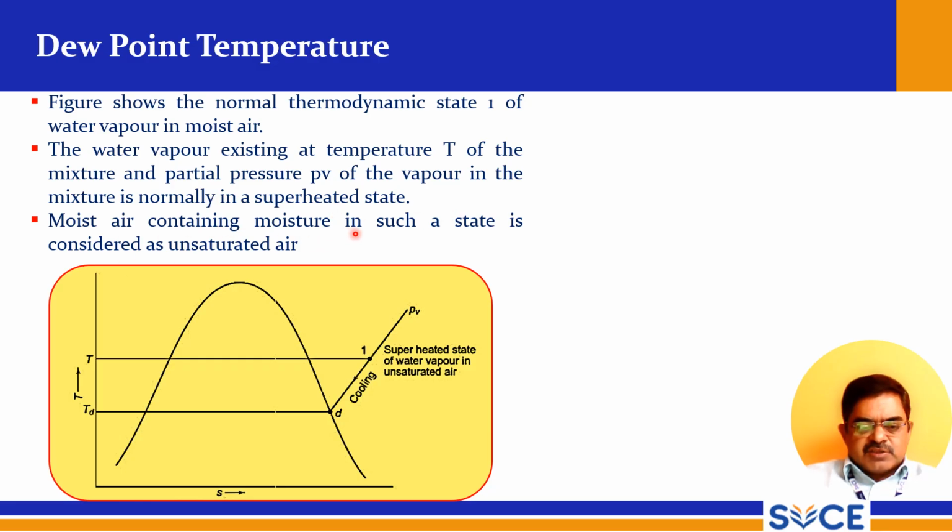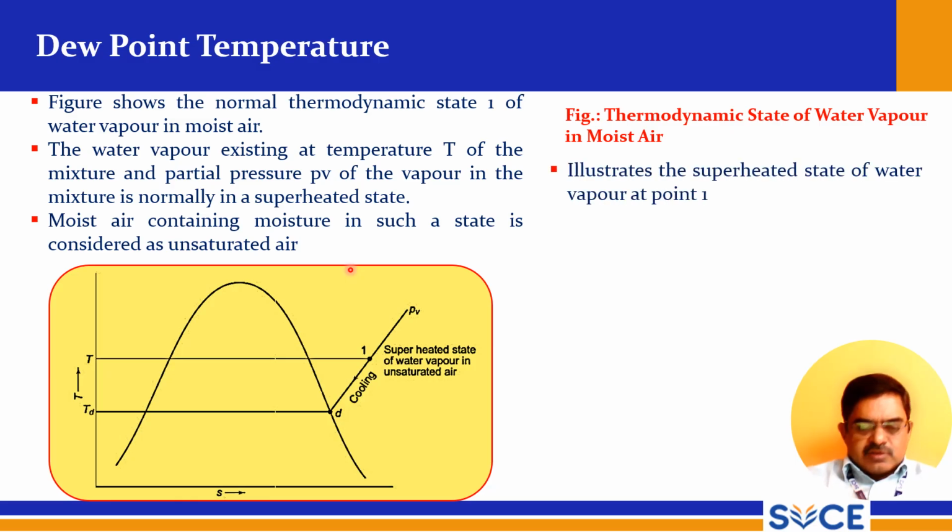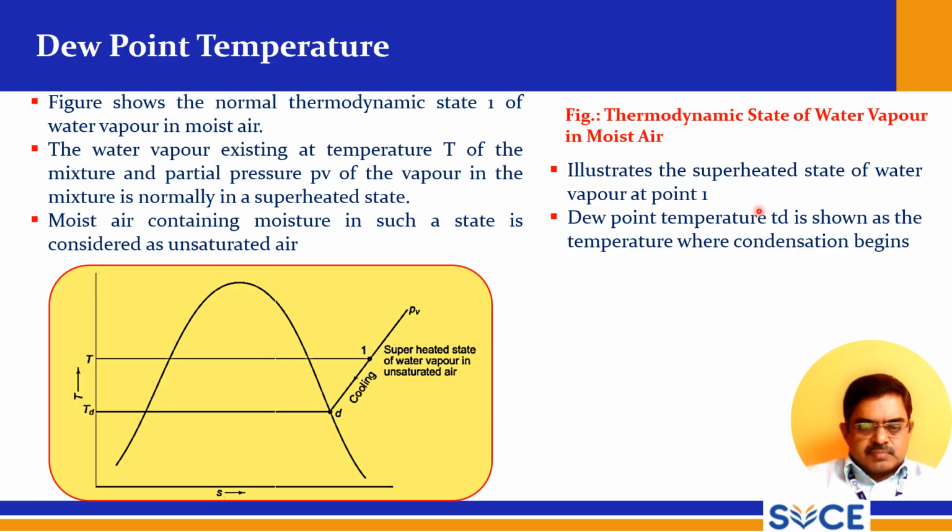Moist air containing moisture in such a state is considered unsaturated air. So, thermodynamic state of water vapor in moist air. This diagram illustrates the superheated state of water vapor at point 1, and the dew point temperature Td is shown as the temperature where condensation begins. The first droplet forms at this temperature Td. Cooling occurs at constant pressure. Cooling always occurs as a constant pressure process only.